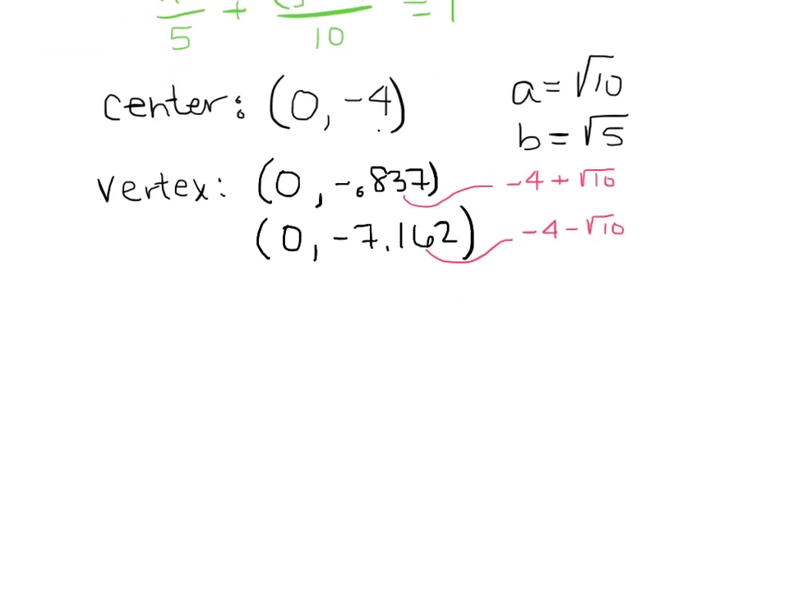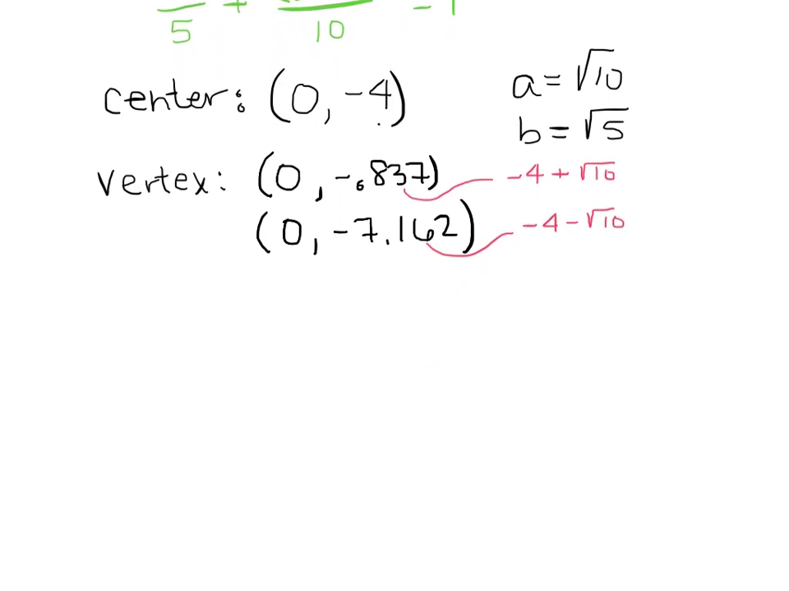Next, we need to find our covertices. So our covertex points are going to come from adding and subtracting our b value to the x coordinate. So if I go 0 plus or minus the square root of 5, I end up with plus or minus the square root of 5, and then my y value will stay the same at a negative 4.